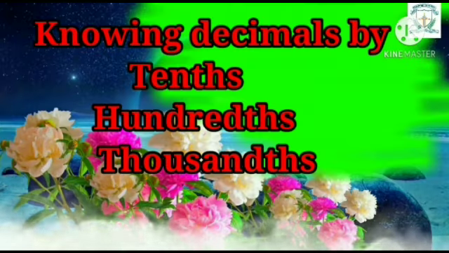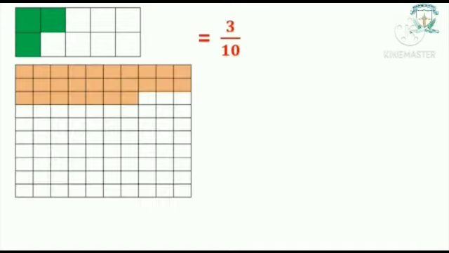Knowing decimals by tens, hundreds and thousands. We have 10 squares, out of which 3 parts are colored in green, which gives us the fraction 3 by 10 for tenths. In the next, the squares are divided as 100 equal parts, out of which 27 parts are colored, which gives us the fraction 27 by 100 for hundreds.